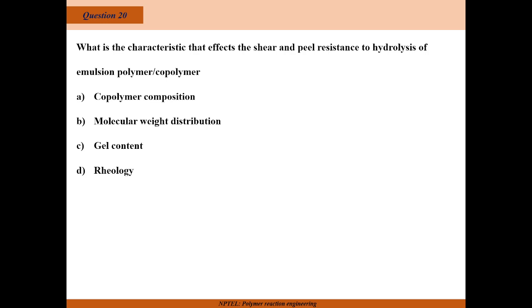Is it gel content? Actually, the answer is molecular weight distribution. So basically, a broader molecular weight distribution can lead to a situation where polymer chains are easier to shear. When the molecular weight distribution is higher and a part of the molecular weight is higher, then definitely that can lead to some kind of shear resistance, right?